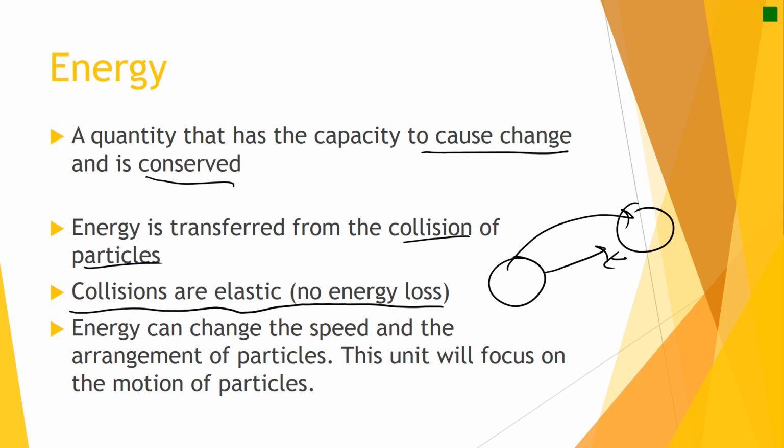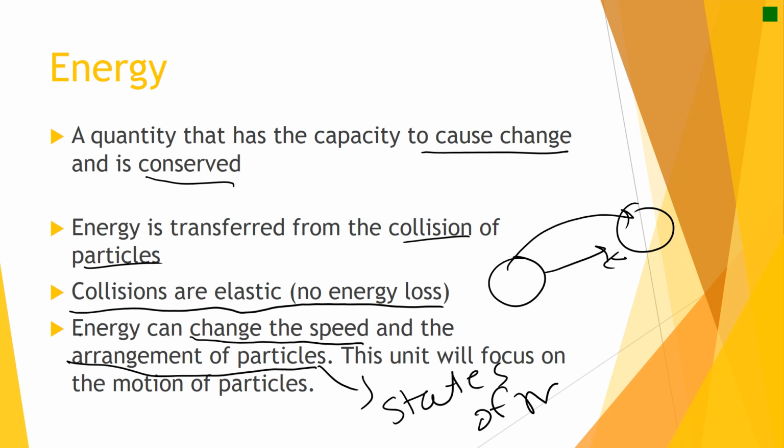Energy can change the speed and the arrangement of the particles. That's the other thing about energy that we're going to be talking about. What does that mean? That means that if we add more energy, we can increase the speed or we can change the arrangement. As far as the arrangement, what we're talking about is the states of matter. So when we add energy to anything, we are either going to be changing its speed or we are going to be changing its arrangement.